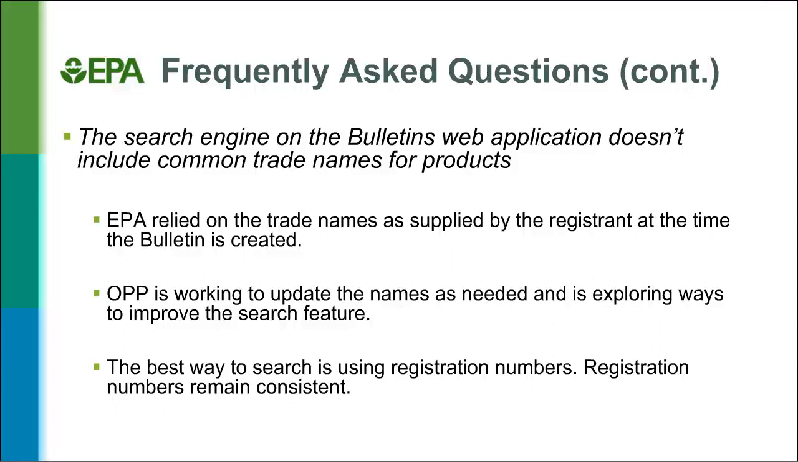The search engine on the Bulletins web application doesn't include common trade names for products. EPA relied on the trade names as supplied by the registrant at the time the bulletin was created. OPP is working to update the names as needed and is exploring ways to improve the search feature. The best way to search is using registration numbers. Registration numbers remain consistent.